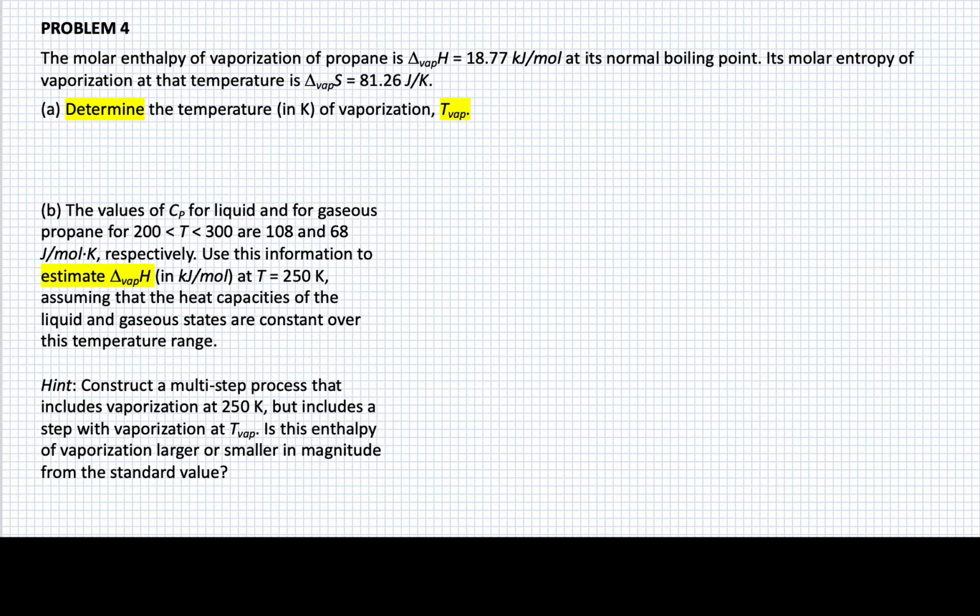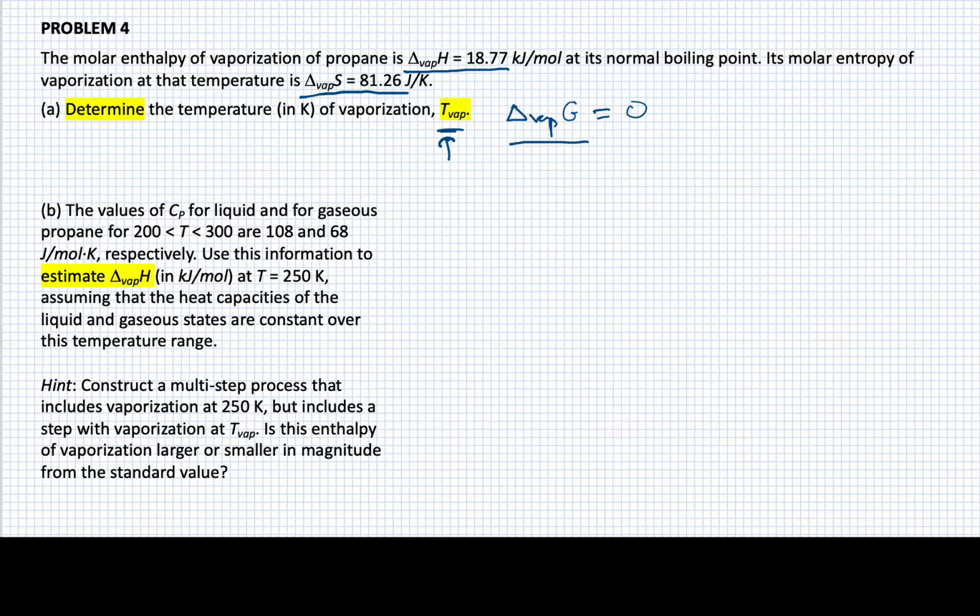Problem 4 now, we're going to have a case of a vaporization of propane, and we're going to be looking at this in a couple of different ways. First of all, in part A, we're given delta vaporization of enthalpy and the delta vaporization of entropy. So I'll just remind you that the delta vaporization of the Gibbs energy at the point of vaporization is 0. So use that information, along with what you know about the Gibbs energy, to determine T vap. We've done this in a couple of practice problems, so it shouldn't be too difficult.